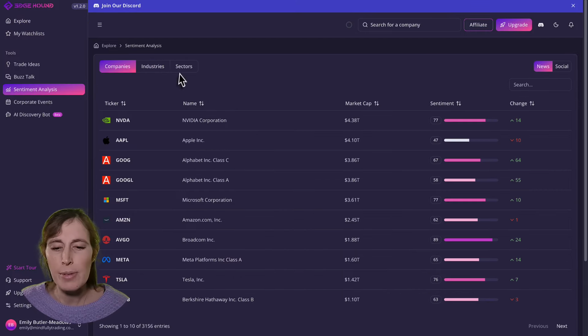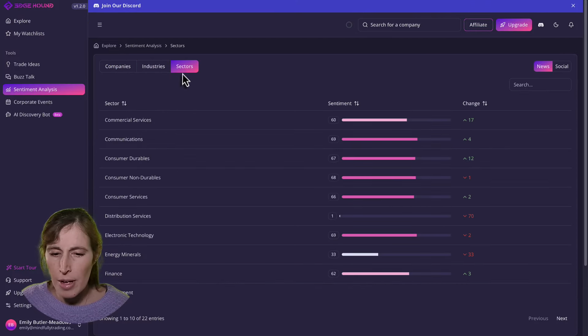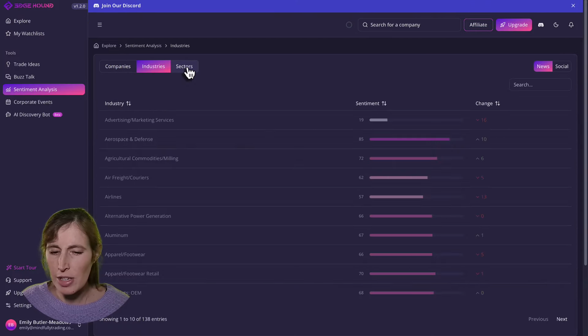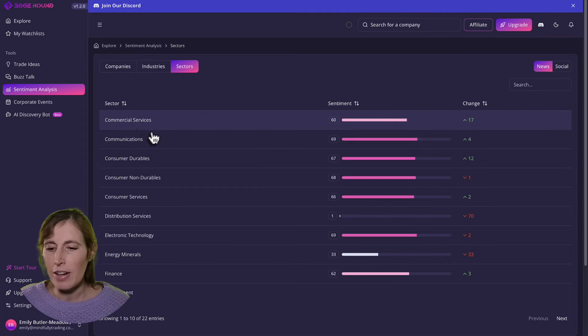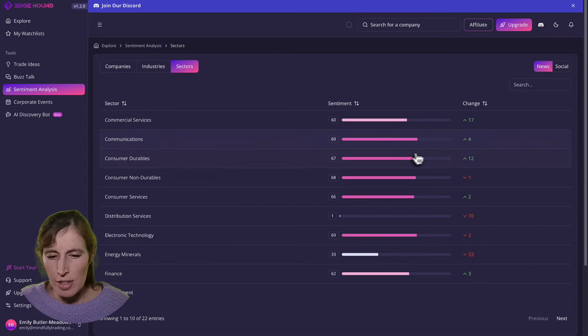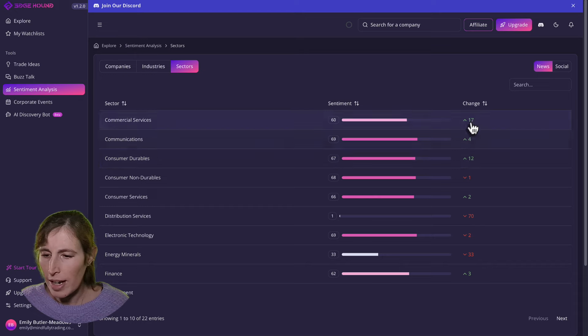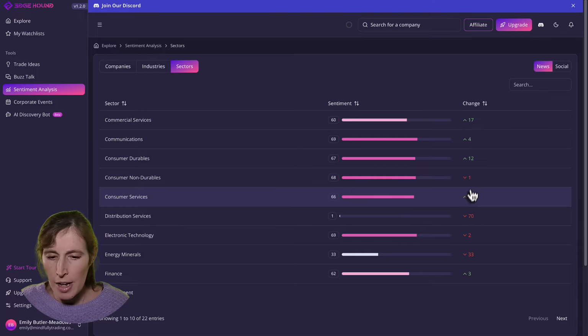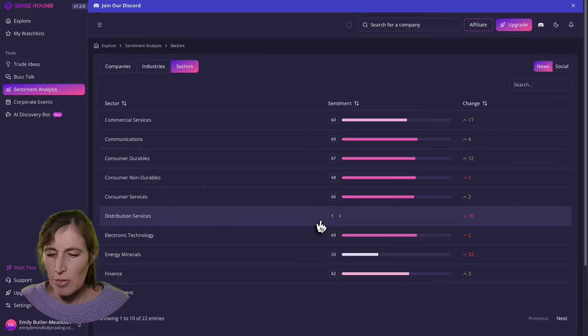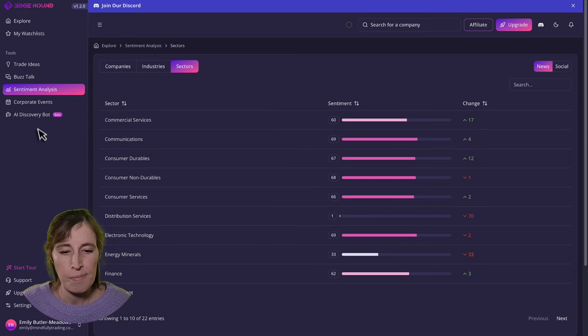Going back into sentiment analysis, the sectors tab, I believe, is similar to the industries tab. It just breaks it down even more. So we've got communications and consumer durables are quite a good change at the moment, but it's bringing up distribution services, maybe not the best one, or if you are looking to go short, that could be a strong indicator for a short.